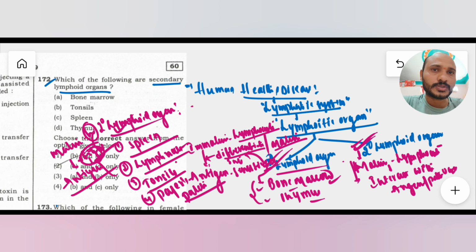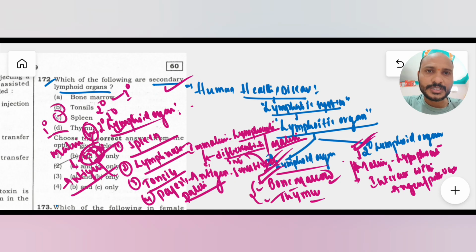So this is all about question 172. Here we have to choose which of the following are secondary lymphoid organs. Bone marrow is a primary lymphoid organ. Tonsils are a secondary lymphoid organ. Spleen is also a secondary lymphoid organ, but the thymus is a primary lymphoid organ. Bone marrow and thymus are both primary lymphoid. So we have to choose only the secondary lymphoid organs, that is B and C. In the options, the fourth one, B and C, is the right answer. So the right answer is the fourth one.